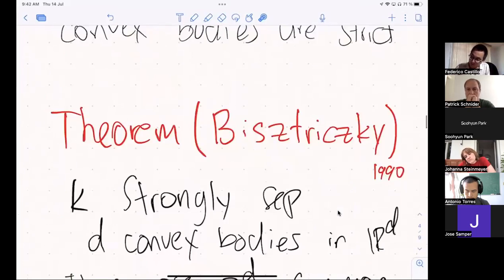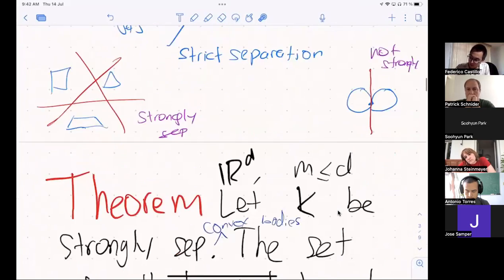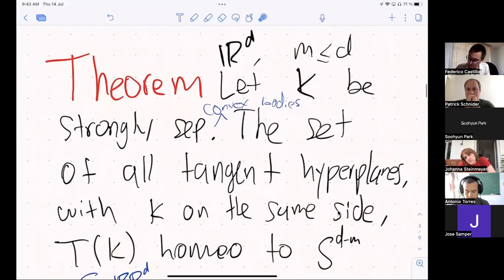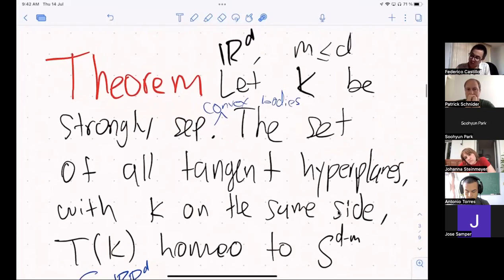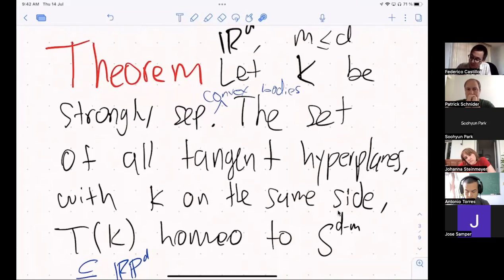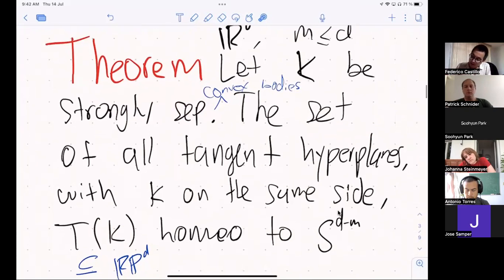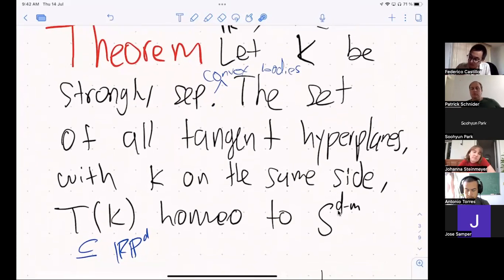Let me go back to our statement. This is the one thing that I want to say today. This is the statement, so let me read it again. I have a strongly separated family of any number of convex bodies less than d, and the set of all tangent hyperplanes is homeomorphic to a sphere of certain dimension. This is the statement that we can prove, more general than Bisztriczky, more general than the other.